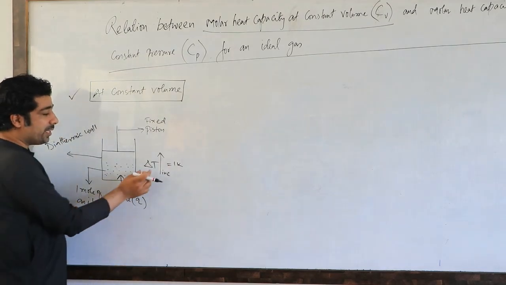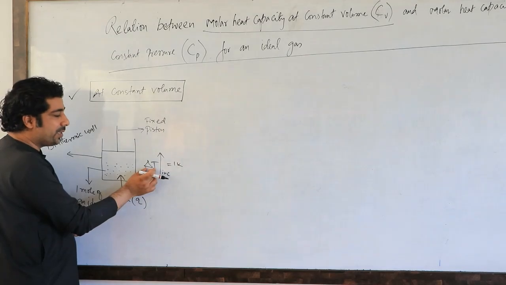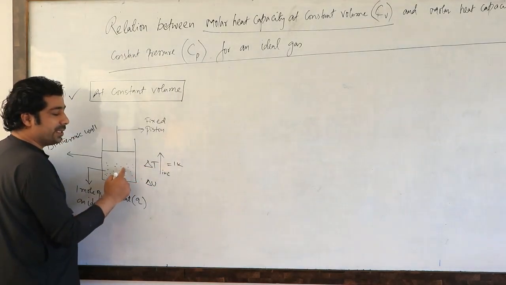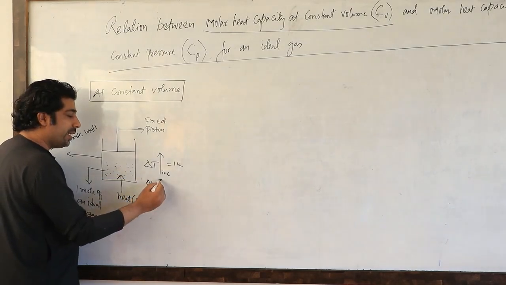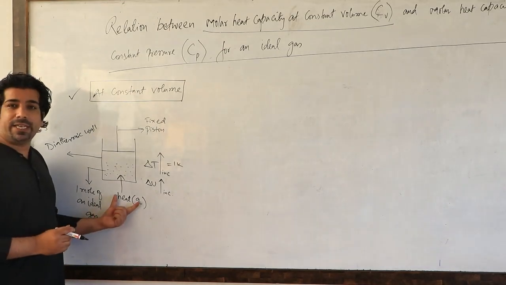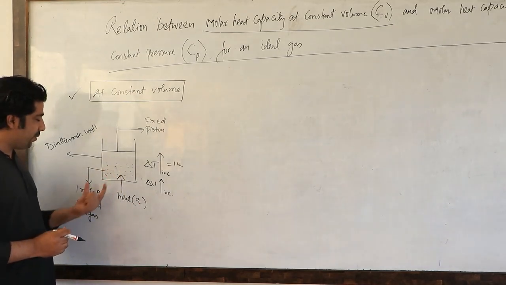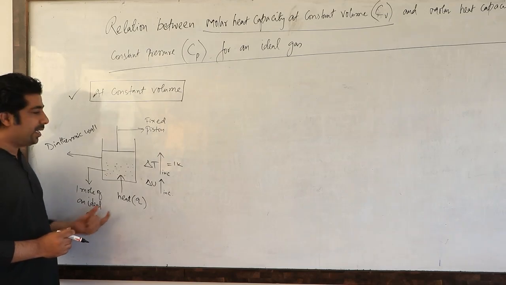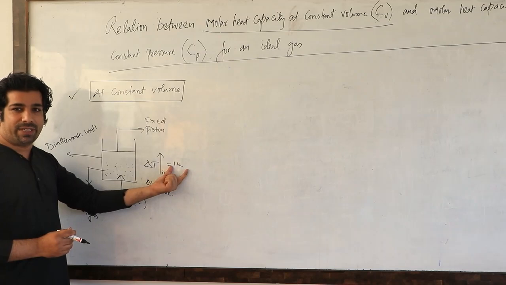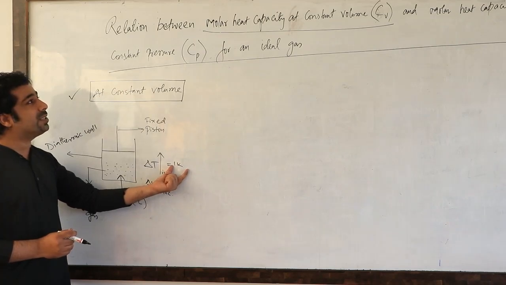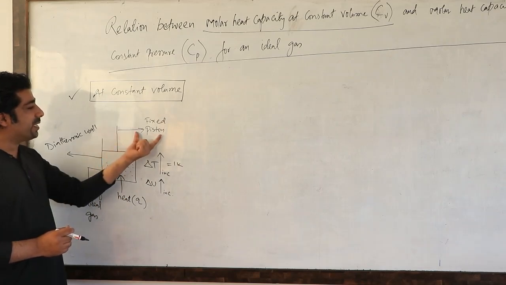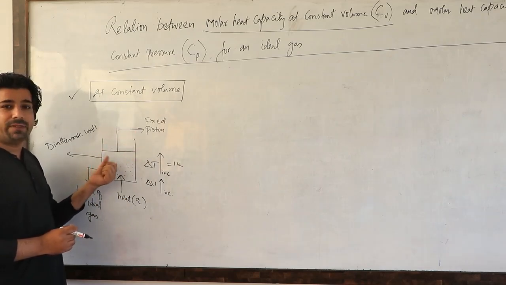So my dear friends, with the change in temperature, what will happen? The internal energy of this system will also increase. So when you are supplying heat to the system, and in the system we have 1 mole of an ideal gas, there is an increase in temperature, and the temperature increase is by 1 Kelvin. We call it molar heat capacity at constant volume. Why? Because this piston is fixed, it's not moving. There is no change in the volume here.